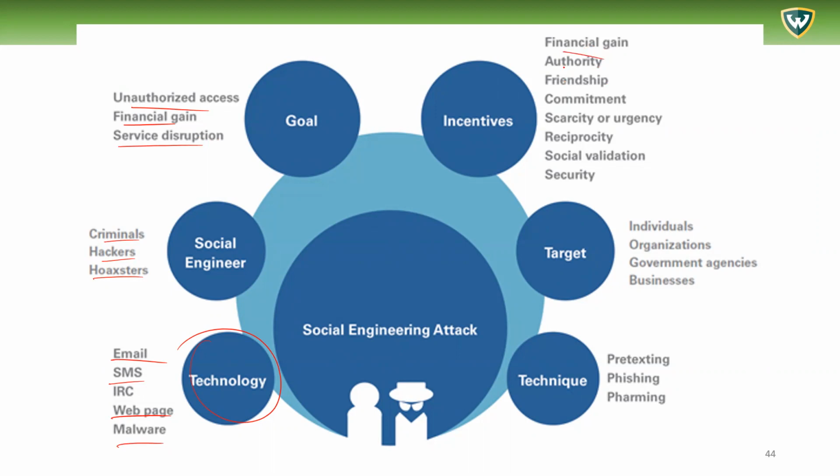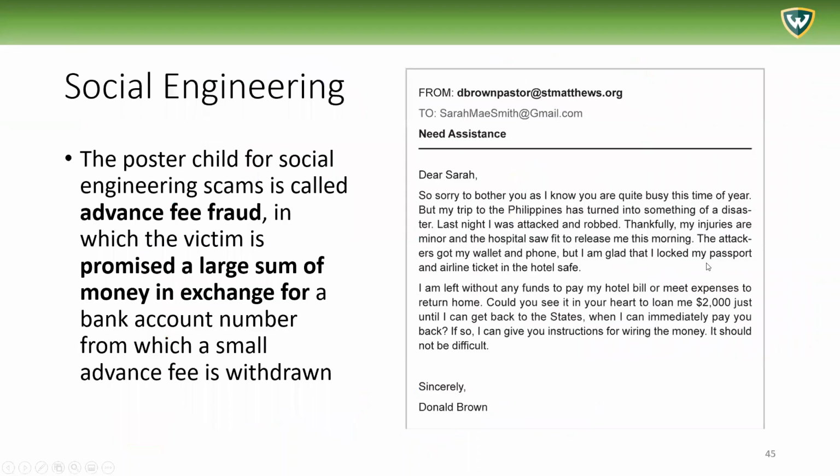Incentives, once again, financial gain, or authority, where governments want to spy on people, or friendship. I'm not sure how that works, but also commitment, scarcity or urgency, reciprocity, social validation, security. So these are different incentives for social engineering attacks. Targets could be individuals or organizations or governments or businesses. Techniques include pretexting, phishing, and pharming. We'll talk about some of these later.